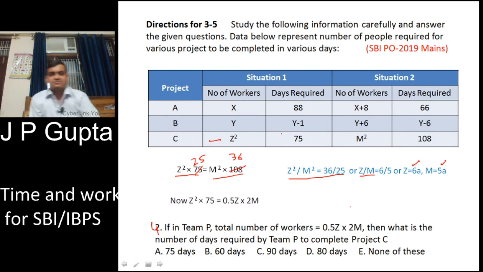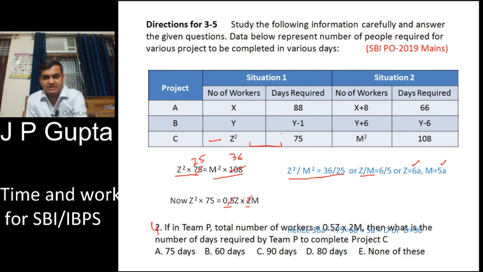So can we say Z square into 75, the case 1, will be equal to, what is being asked, how much time will it take for these persons? So 0.5 Z into 2M. Now we can put the value, Z as 6A and M as 5A, and we also know that 0.5 multiplied by 2 will be 1. So we can ignore this 0.5 and 2 because the multiplication will be 1.